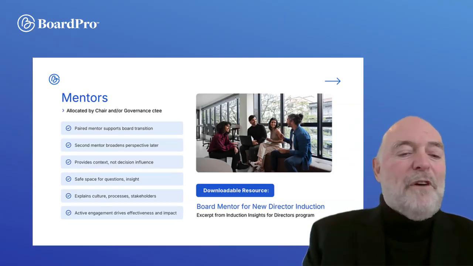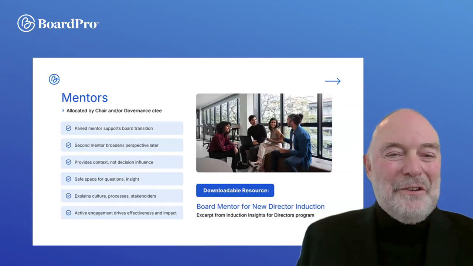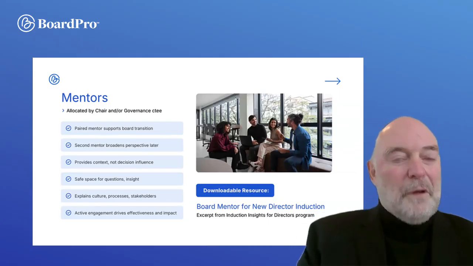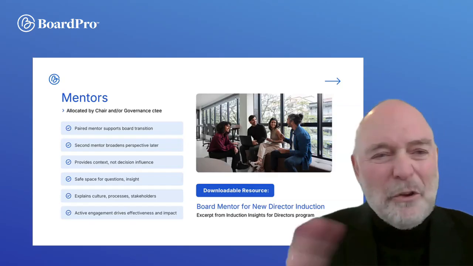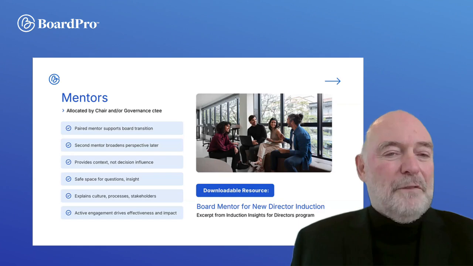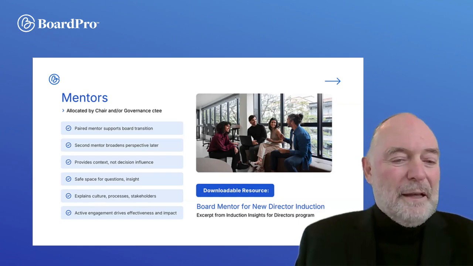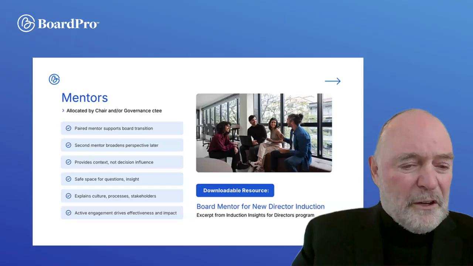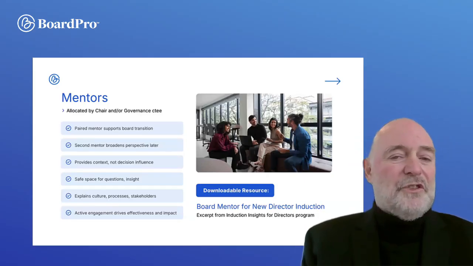A mentor will provide context. They're not there to influence someone's decision. So you don't want the mentor saying, well, look, most of us agree on this, so you probably should agree with that because that way you'll fit in. Not a good mentoring situation. But they provide context so that the individual being mentored can provide their own viewpoint, because they've got the right context. It also provides a safe space for questions and insight.